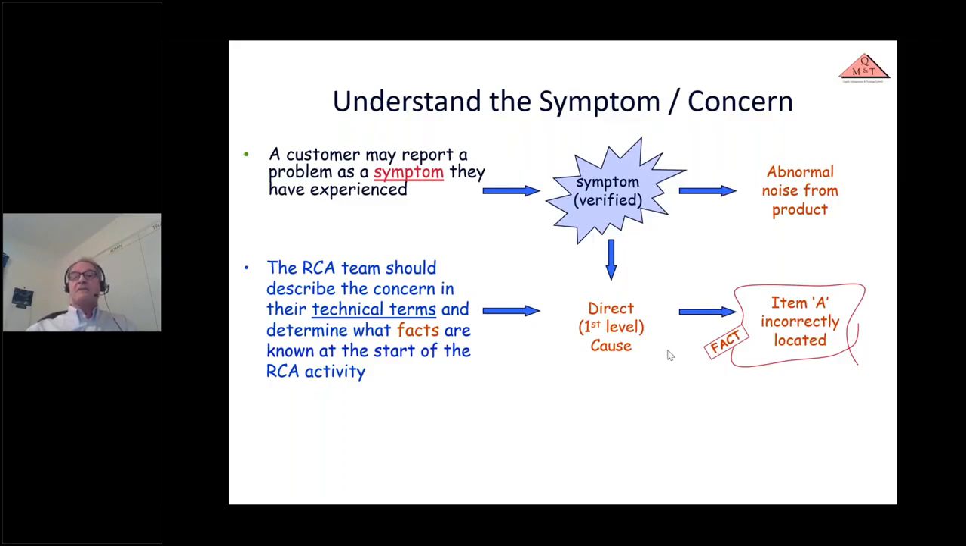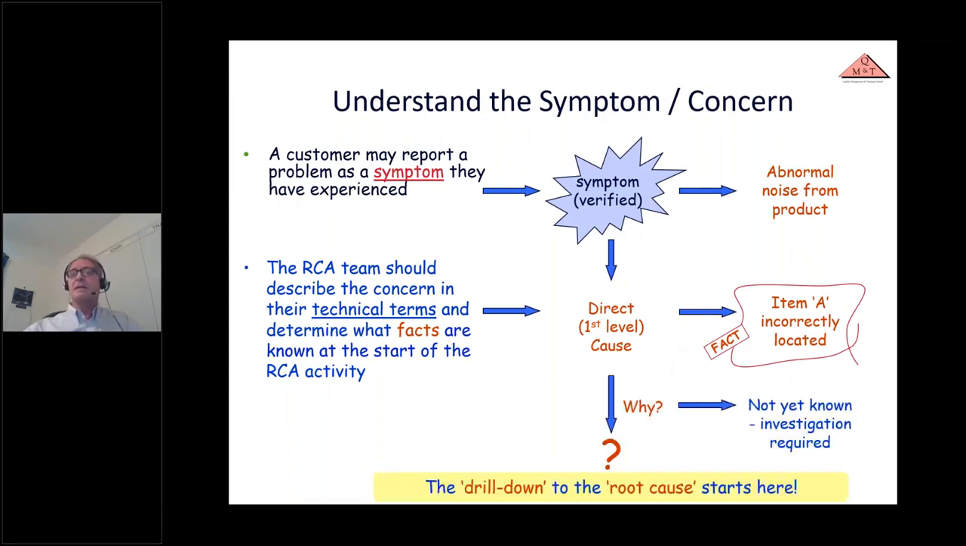However, the team will now ask the next level of question: do we know why this item was incorrectly located? And in this case, the answer is no. It's too early. That will need to be determined by further investigation. So this is the start of the RCA activity. It's the start of the drill down to the root cause. It is very important that the symptom and concern are fully understood before this process continues.